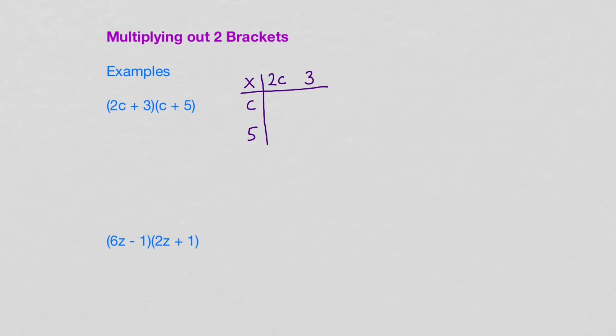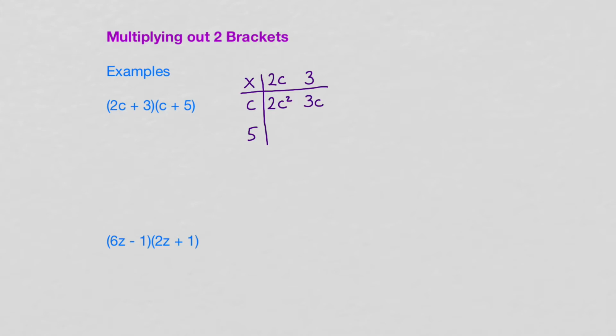Okay, so we're going to multiply this term and this term together to get what goes in here. So we're going to do 2c times c, and that's going to give us 2c squared. Now, don't forget the squared. Okay, c times c, c squared. The next box we're going to fill in is this one here. So that will give us 3 times c, so that's just 3c.